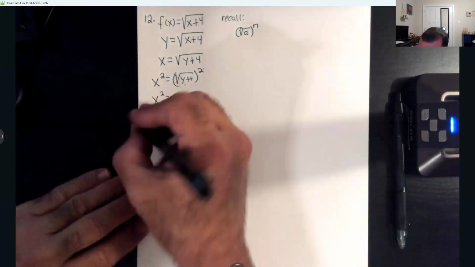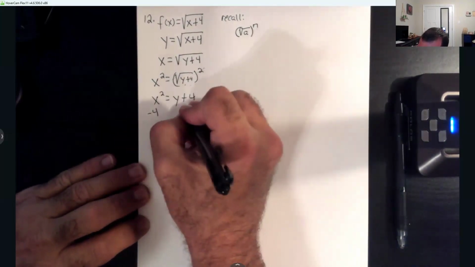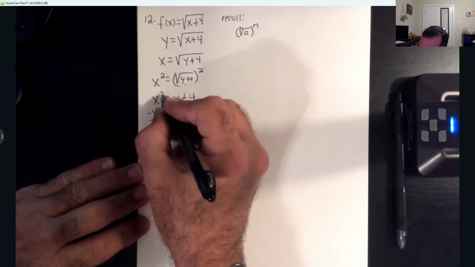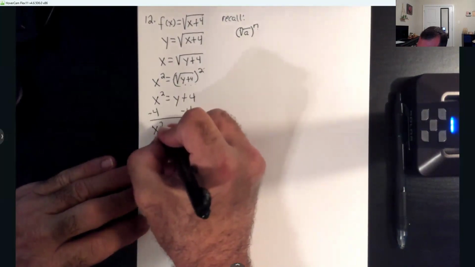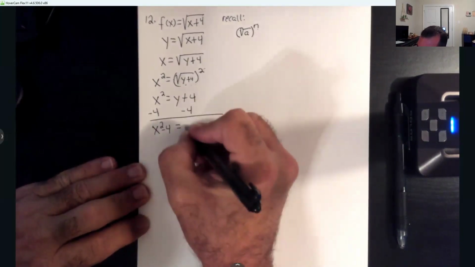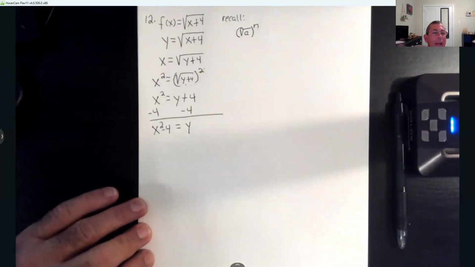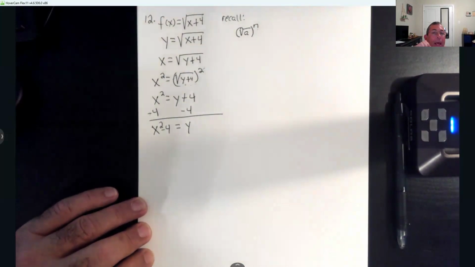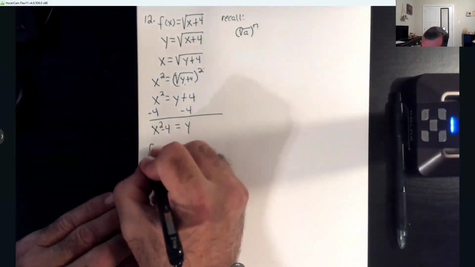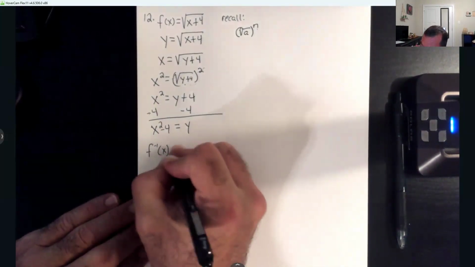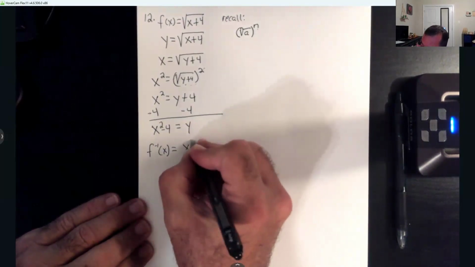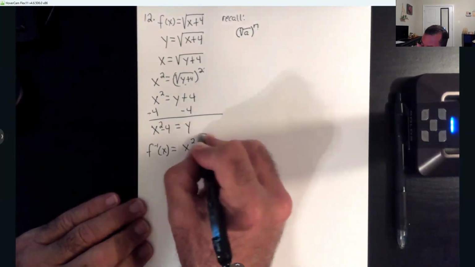All right, good job, y'all. We're going to subtract that 4. So it looks like I get an x squared minus 4 equal to my y. And good job. And then y'all, my last step would be to put it in f inverse of x equals x squared minus 4.